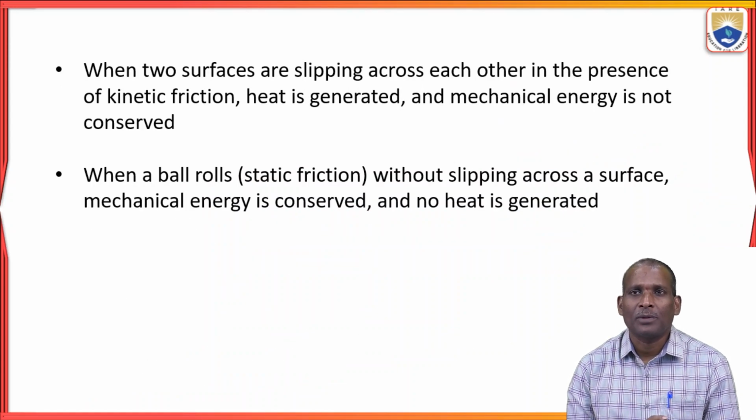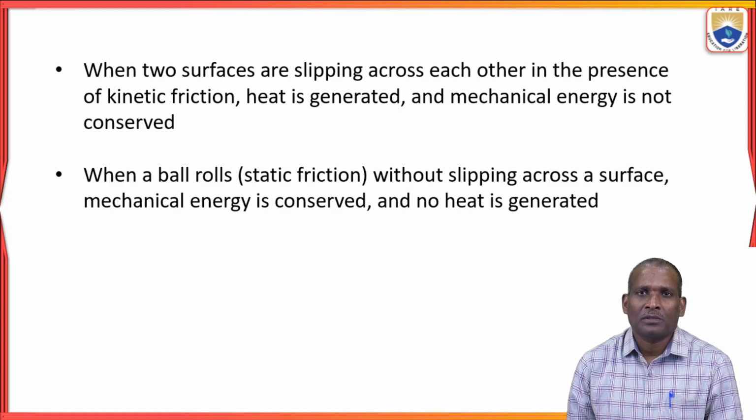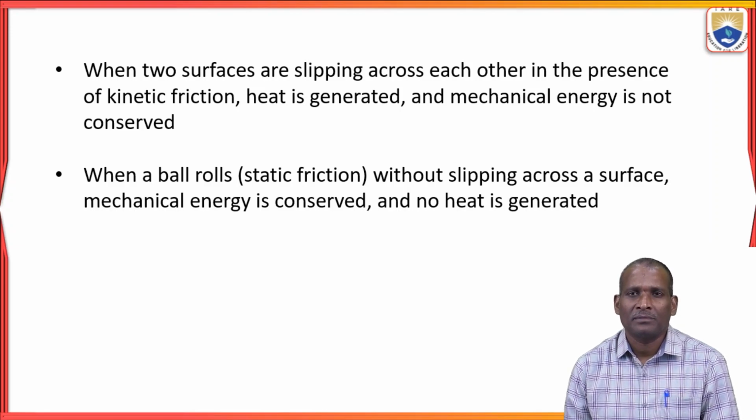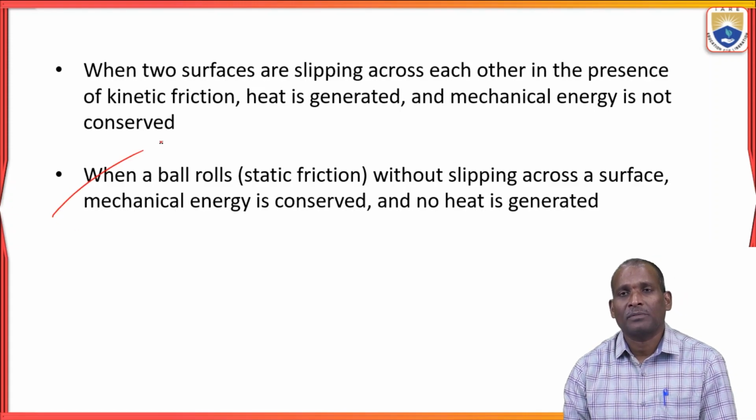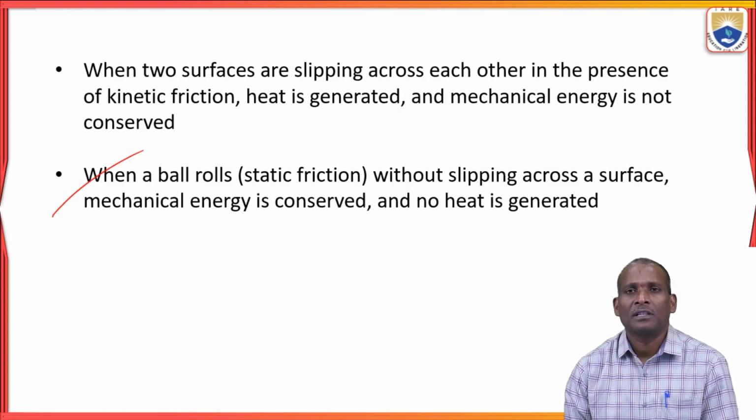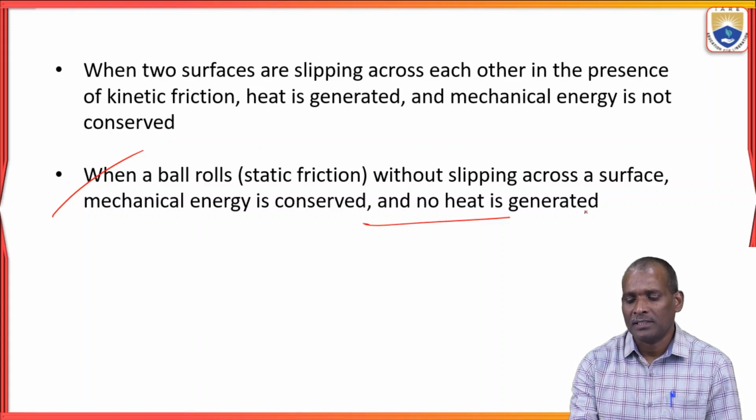When two surfaces are slipping across each other in the presence of kinetic friction, more heat is generated, and mechanical energy is not conserved. In another case, when two surfaces are in the presence of rolling friction, less heat is generated. When a ball rolls, as clearly shown in this figure, with static friction without slipping across a surface, mechanical energy is conserved and no heat is generated.